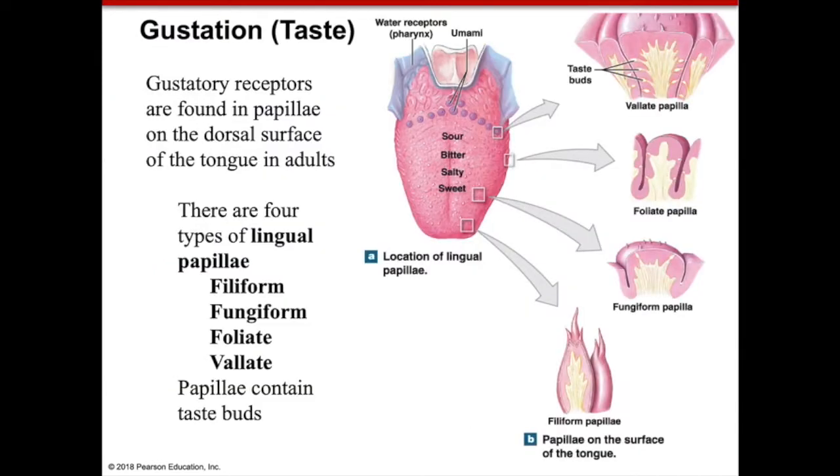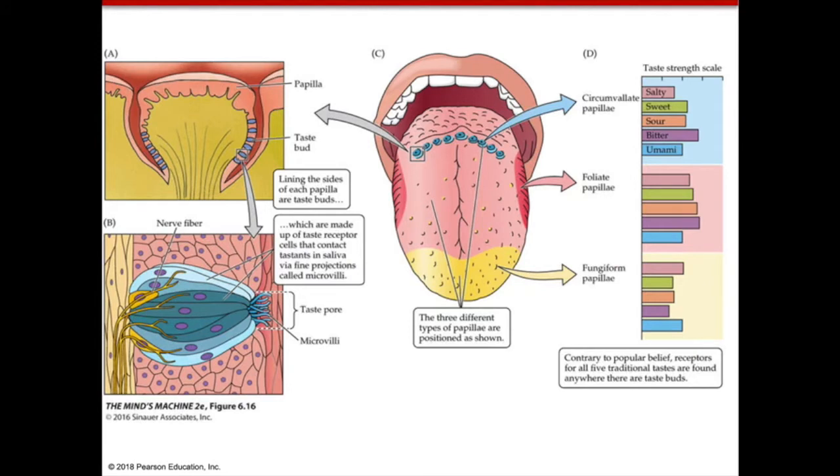Gustation, or taste, is sensed by the tongue. The tongue has papillae. There are different kinds of papillae, so we don't have to worry about the shape of the papillae, but each papilla has what you call a taste bud. So you see what a taste bud looks like to the right. So when a chemical substance stimulates this taste bud, the taste receptor cells are going to be activated.